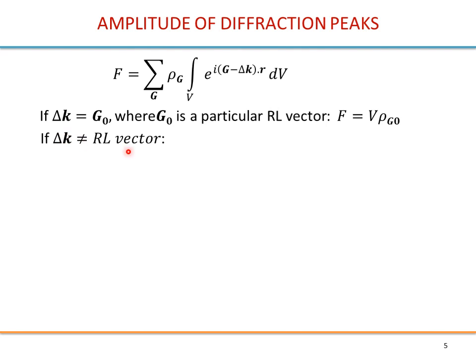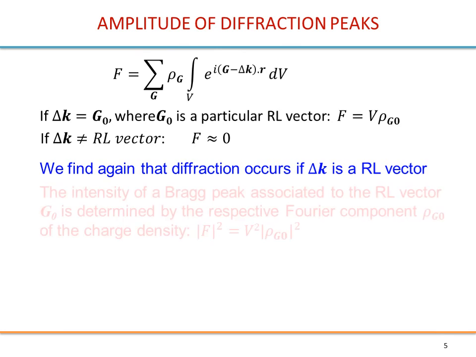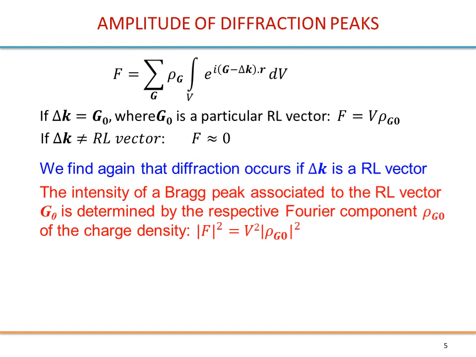So if Δk is not a reciprocal lattice vector, we get f equals 0. And this makes sense because it is just a definition of diffraction. We have diffraction if Δk is a reciprocal lattice vector. So the intensity of the Bragg peak associated to the reciprocal lattice vector G0 is determined by the Fourier component rho G0 of the charge density. Okay, and so our intensity that we measure is this.